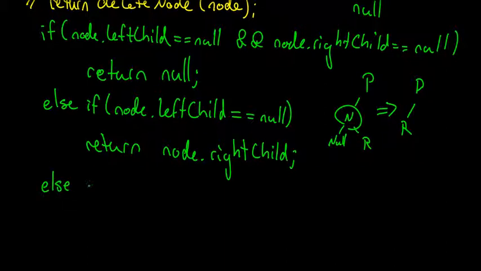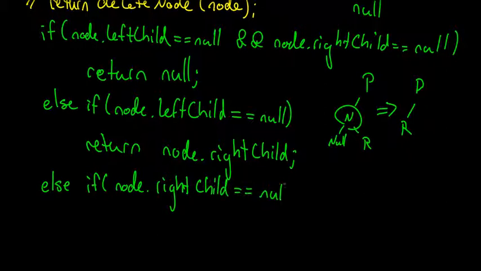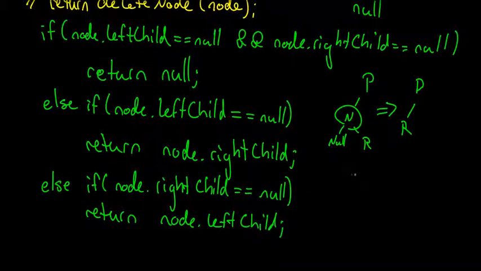Case number 3. The node has no right child. In which case we return the left child. And I mean, you kind of get the picture of what this would look like.